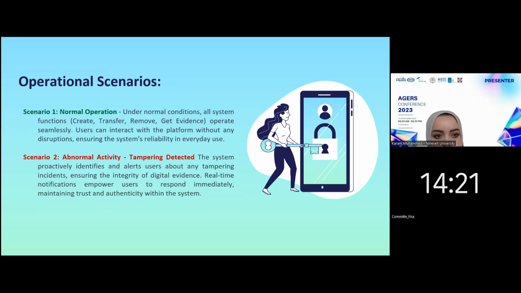The second scenario is abnormal activity with tampering detected. The system proactively identifies and alerts users about any tampering incidents, ensuring the integrity of digital evidence. Real-time notifications empower users to respond immediately, maintaining trust and authenticity within the system.